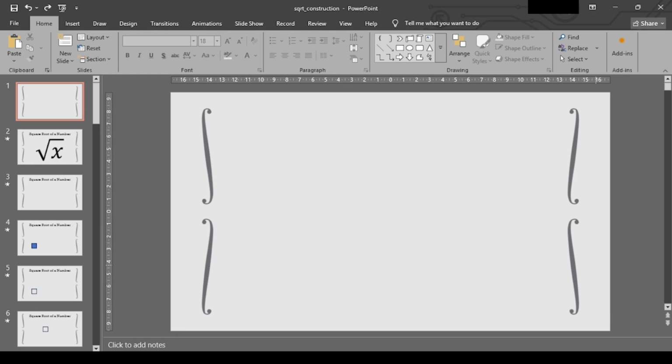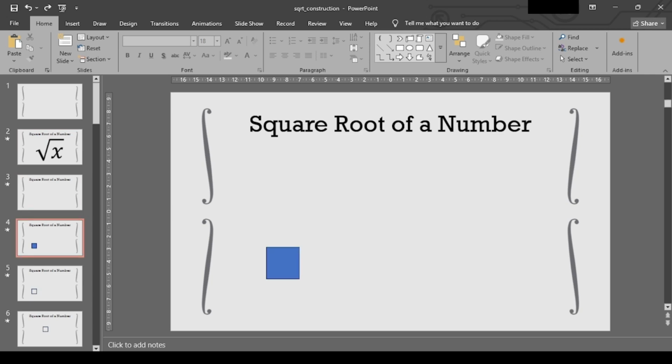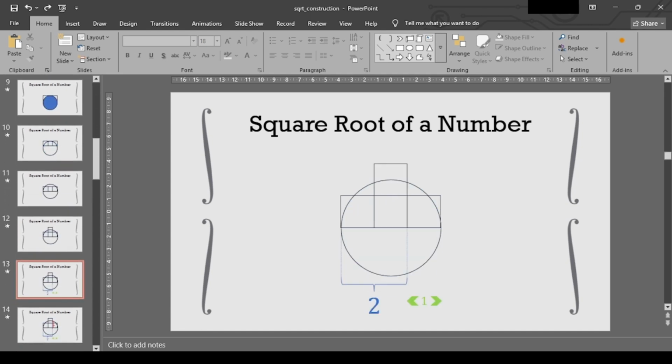Hi, today we're going to be constructing the square root of a number in PowerPoint. First, of course, we start with a unit square length, and let's try to construct the square root of 2. To do this, we'll make a circle of diameter 2 plus 1, so 3. And I'm going to claim that this length over here is equal to the square root of 2.